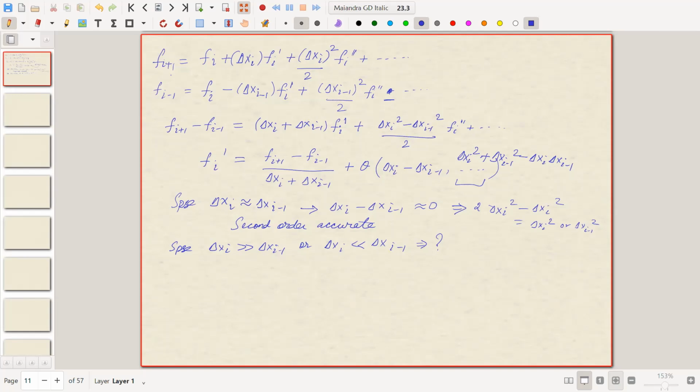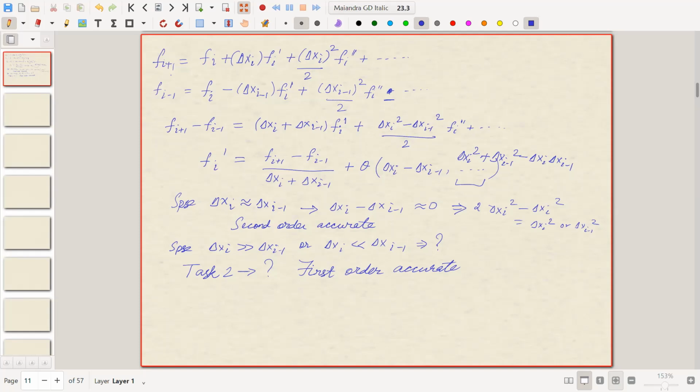Okay, so it is a task for you. Which order accurate is it? So it will be first order accurate. So you now know that if you have a non-uniform grid and you want to have high accuracy, then you have only one choice.